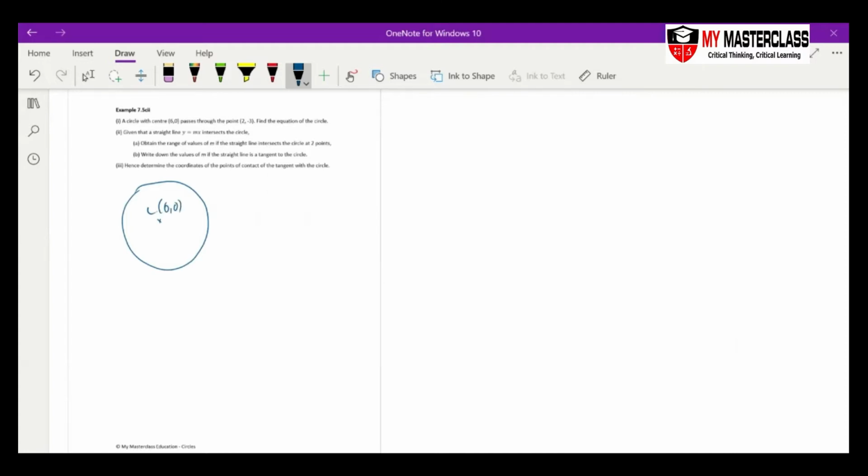Okay, and then you have a point here. 2 should be behind, yeah? And (2, -3) should not be here. Actually, it should be here, because (6, 0) is here. (2, -3). Okay, so obviously I need to find out what's the radius.